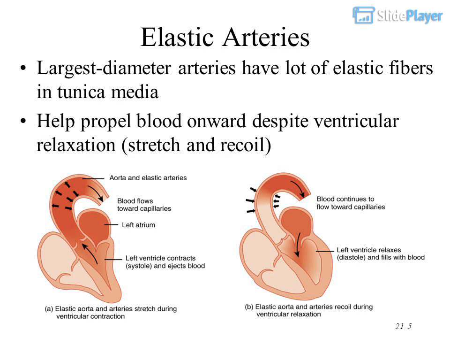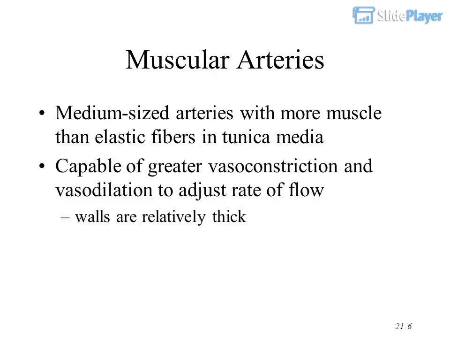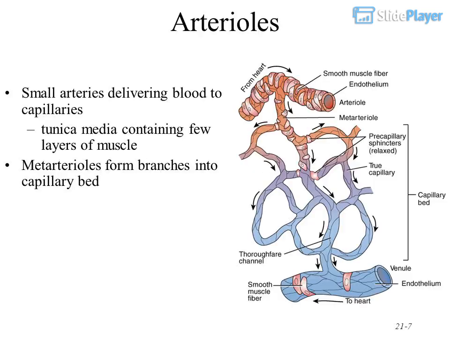Elastic arteries are the largest diameter arteries and have a lot of elastic fibers in the tunica media. They stretch and recoil, helping propel blood onward despite ventricular relaxation. Muscular arteries are medium-sized arteries with more muscle than elastic fibers in the tunica media. They are capable of greater vasoconstriction and vasodilation to adjust the rate of flow, and their walls are relatively thick.